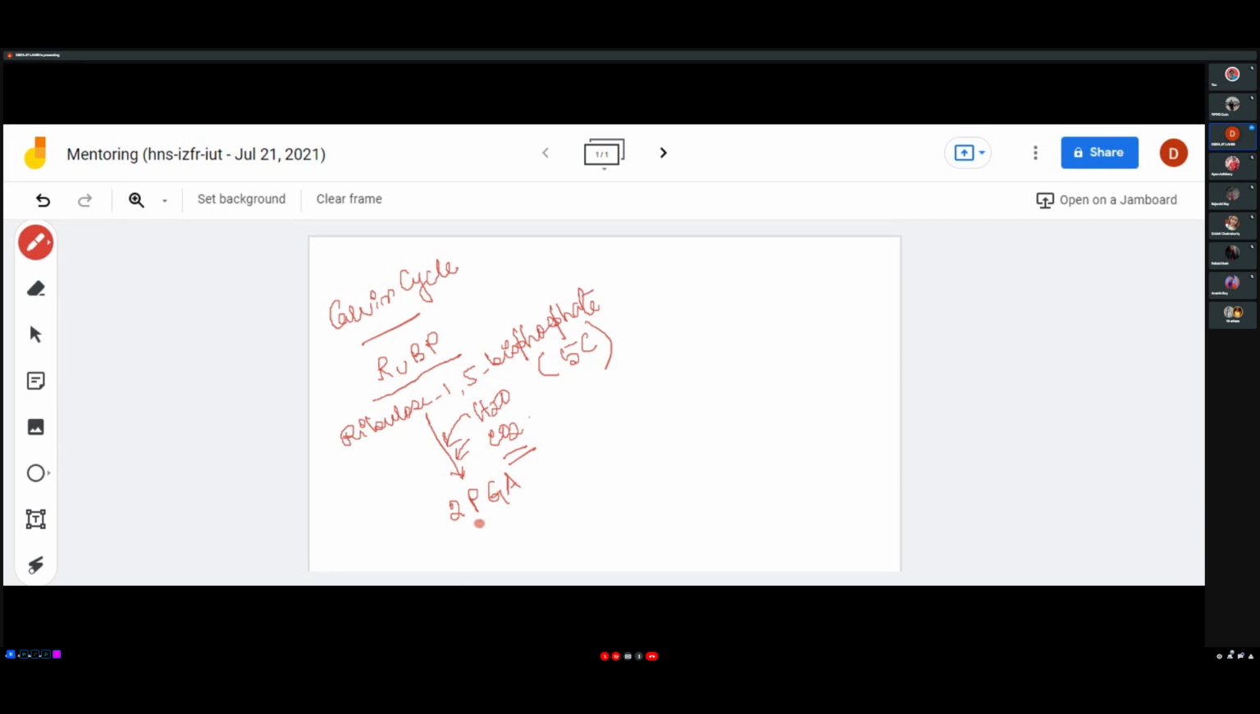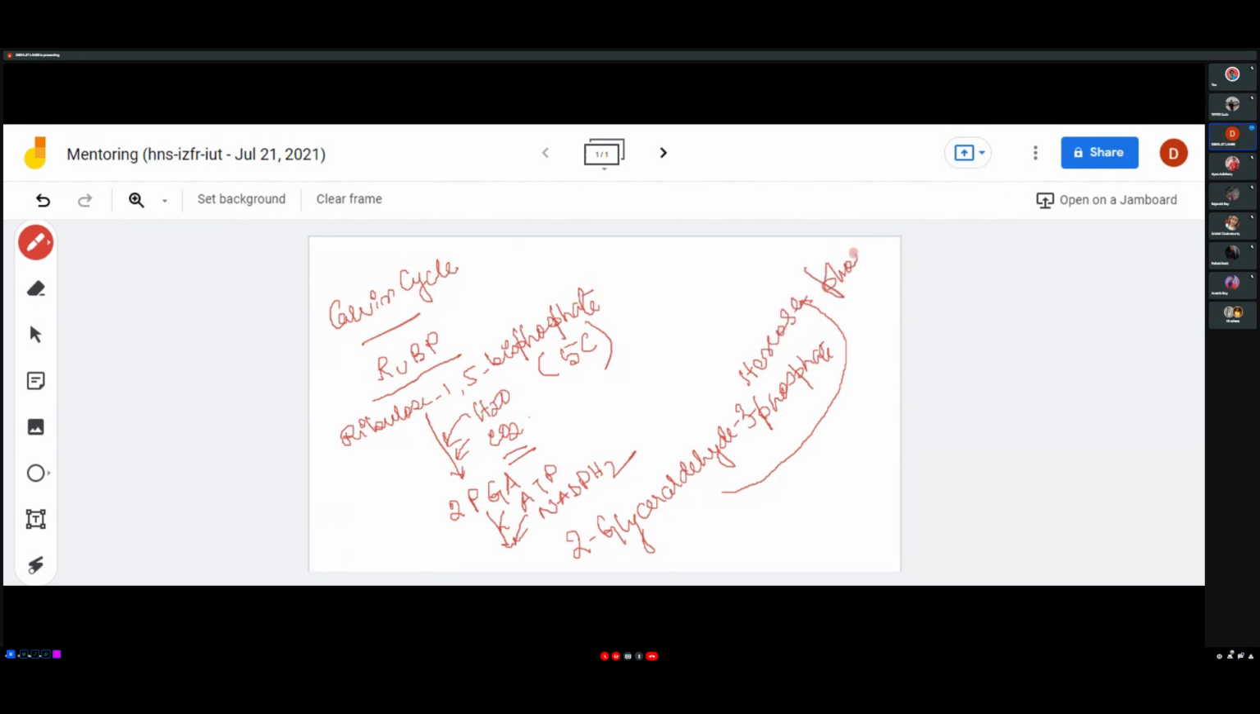phosphoglyceric acid. Now this phosphoglyceric acid in the presence of ATP and NADPH2 gets reduced to form 2 glyceraldehyde 3-phosphate. This 2-glyceraldehyde 3-phosphate changes to hexose phosphate, from where it forms pentose phosphate, and this pentose phosphate is being formed by giving out carbon dioxide, and this pentose phosphate is further recycled to form RuBP. Is it clear, children?